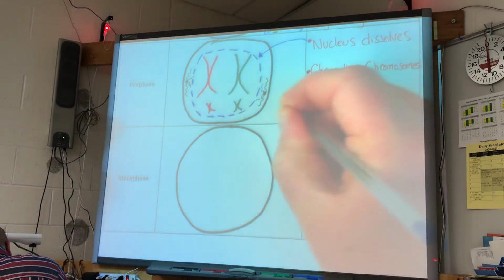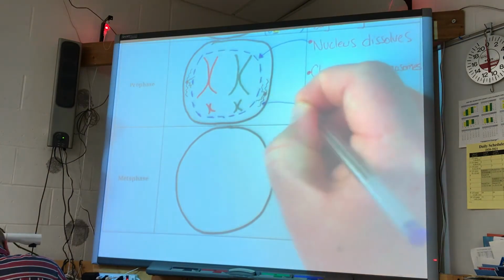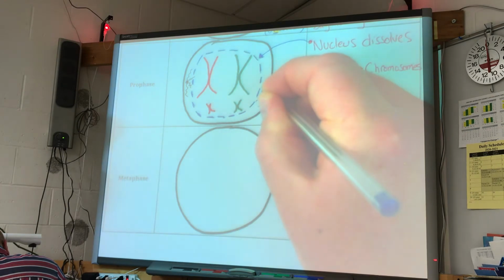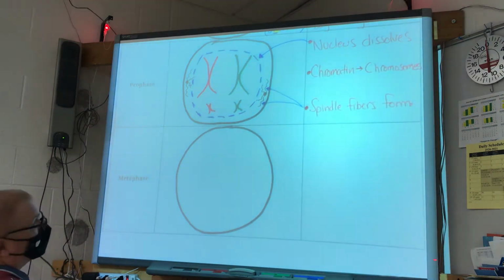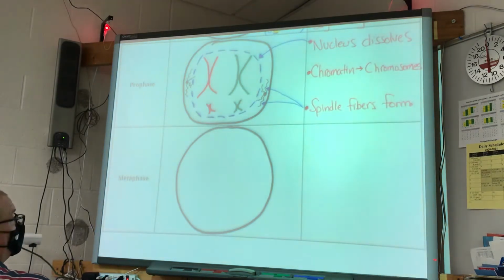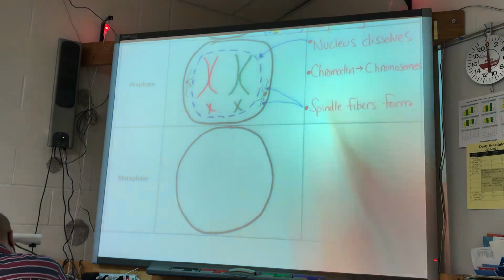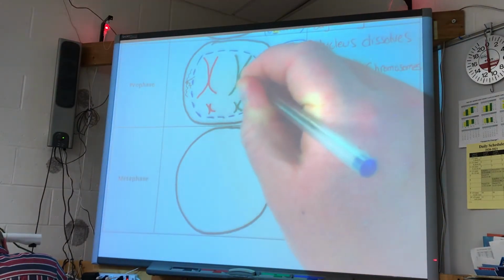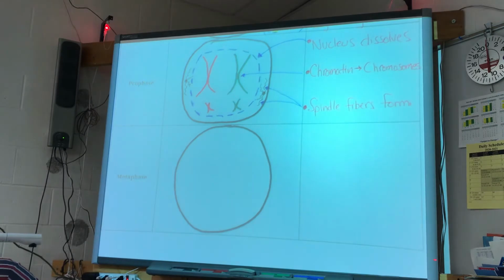So we have a nucleus that dissolves, chromatin goes to chromosome form, and then we have these little squiggly lines coming out of the ends, and we call these squiggly things spindle fibers. A spindle fiber is like a rope, is how I like to think about it. They're a rope that is going to eventually attach to the chromosome and pull those chromosomes around. We're going to move them to different locations within the cell, and eventually they're going to rip these chromosomes apart.